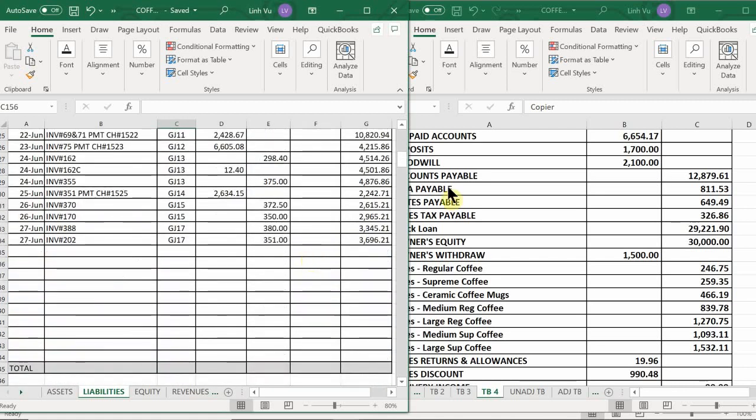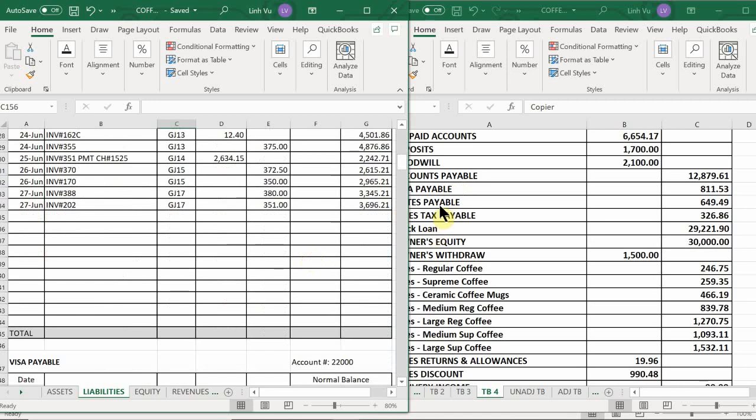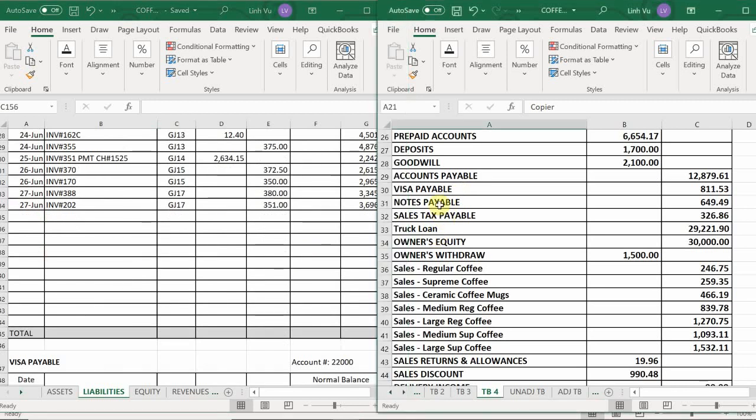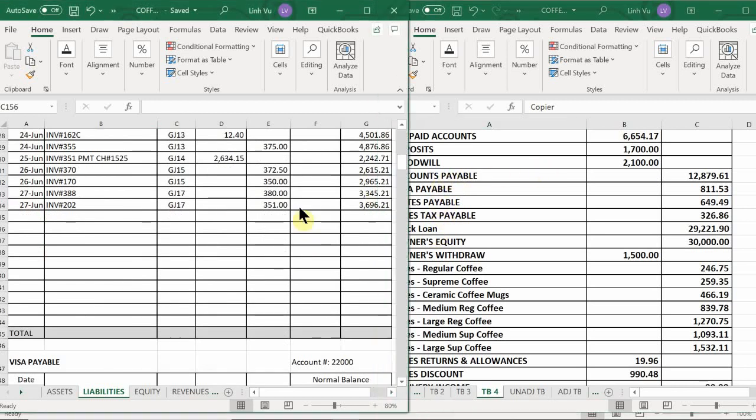What's my account balance in my accounts payable account? 3696.21. 3696.21 accounts payable.